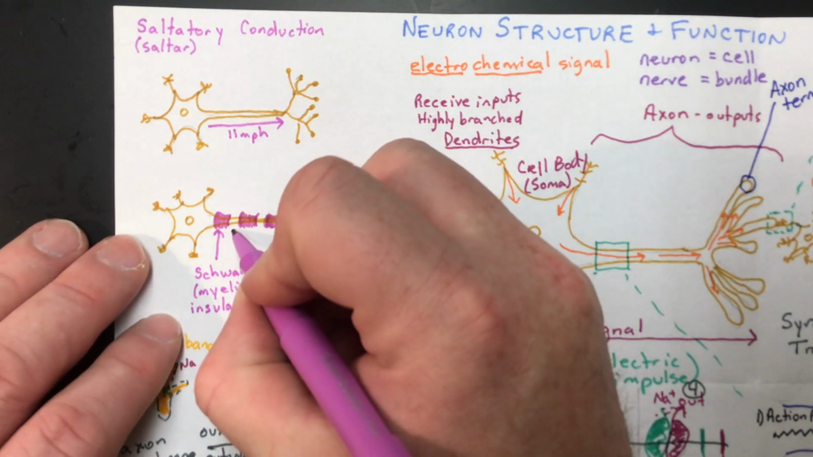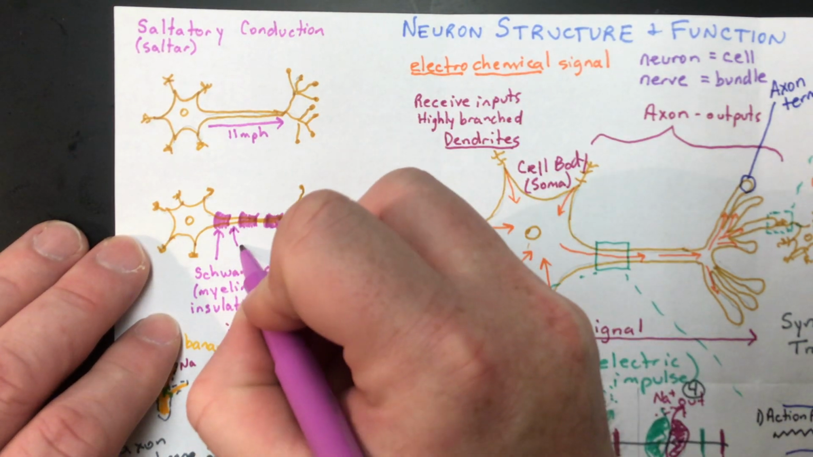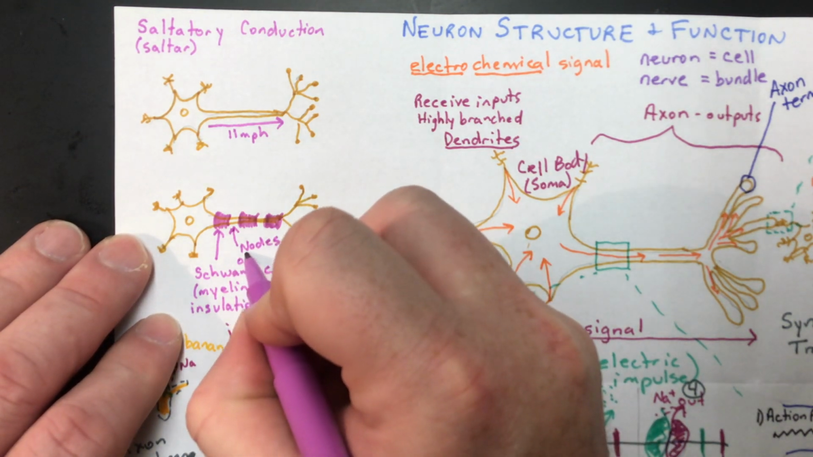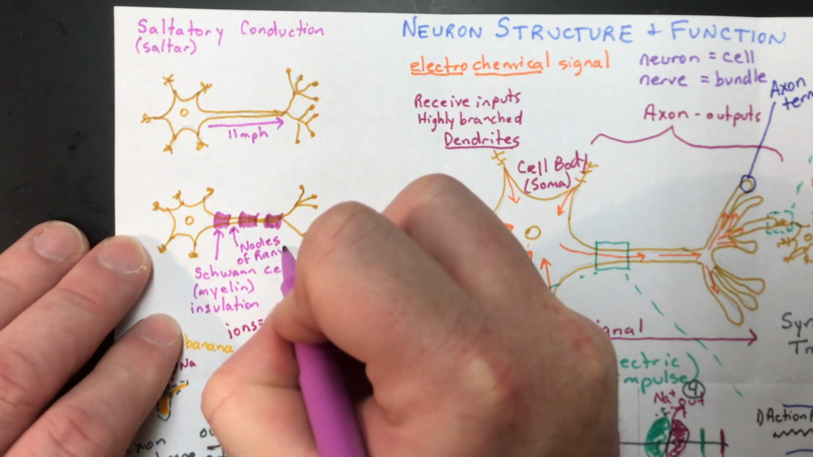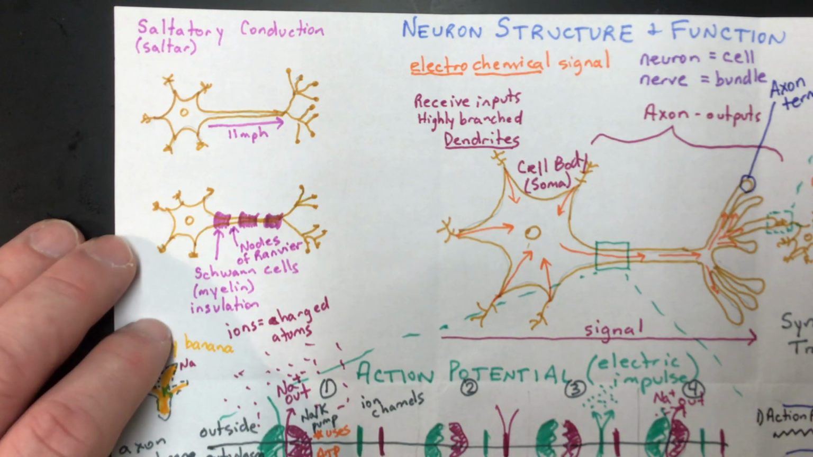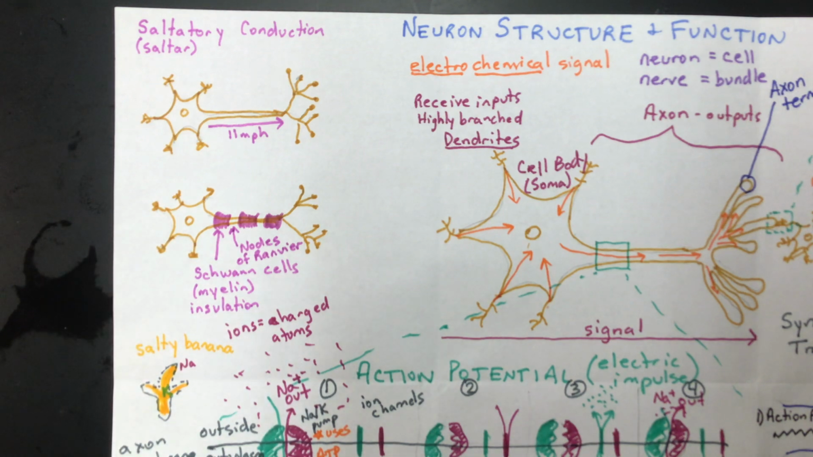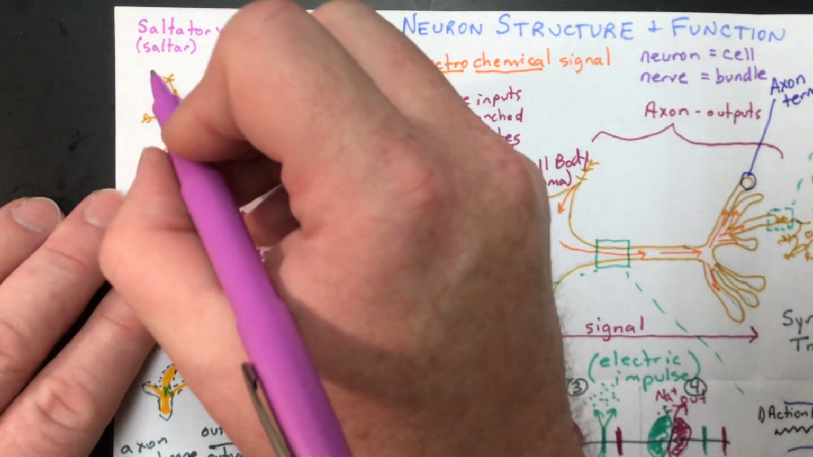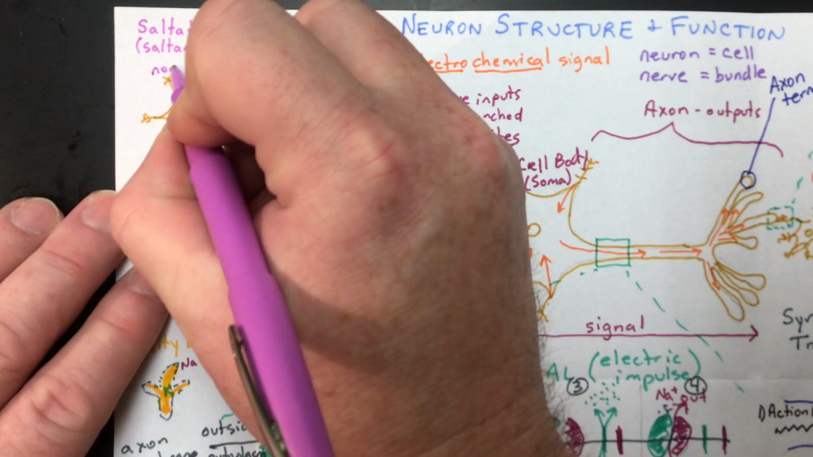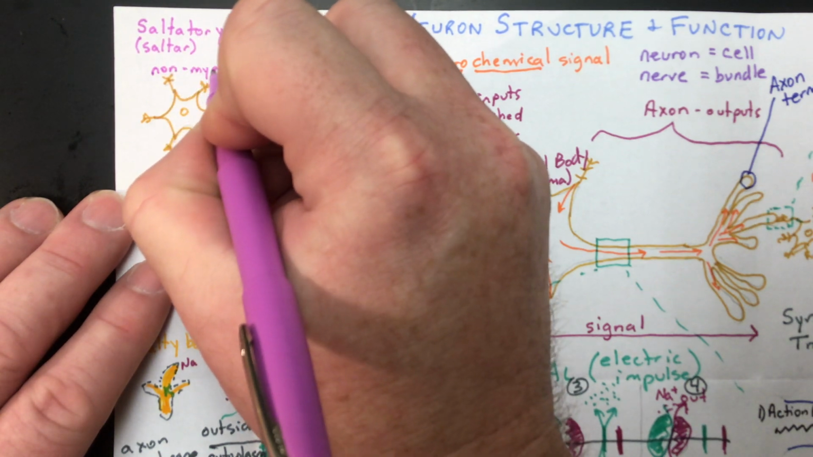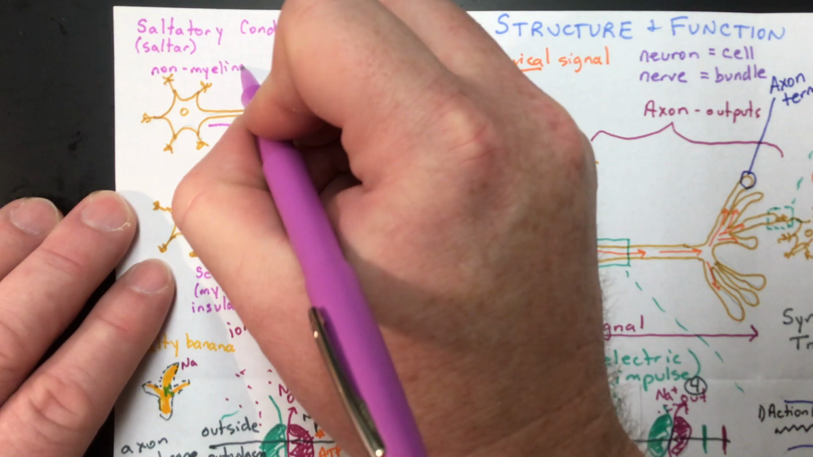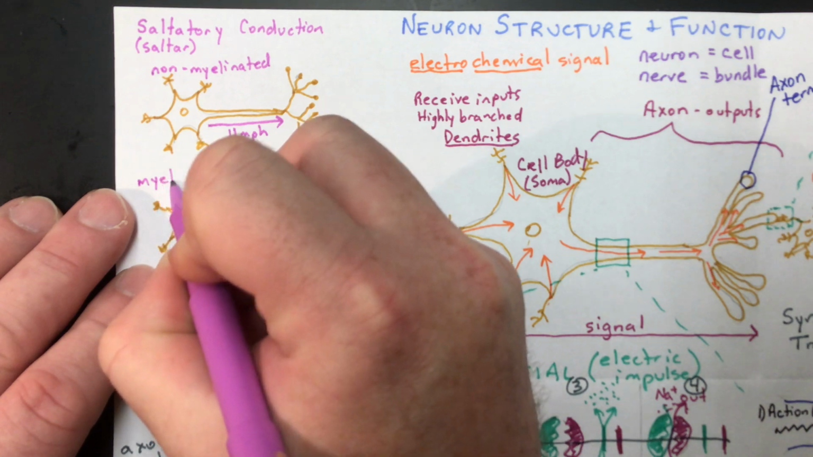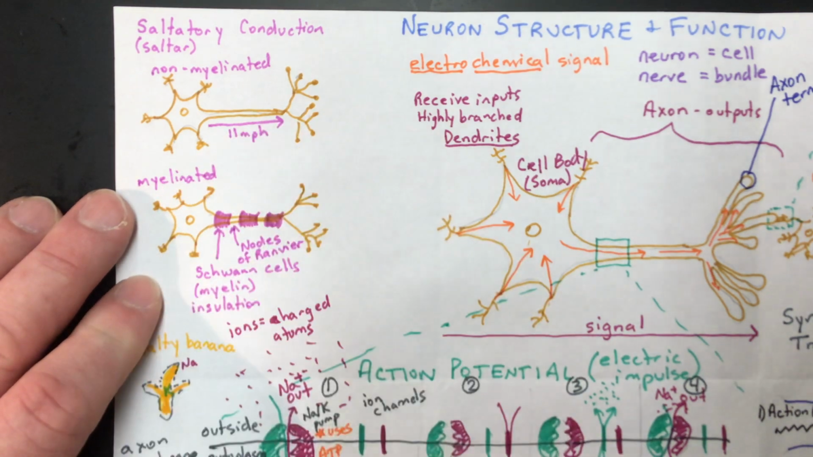There are gaps in between the Schwann cells, and those are called nodes. And more specifically, they're called nodes of Ranvier. And that's another thing named after a person. So up here, this type of axon that's kind of like the normal one, we would call non-myelinated. And down here, the one that's built for speed is a myelinated neuron.